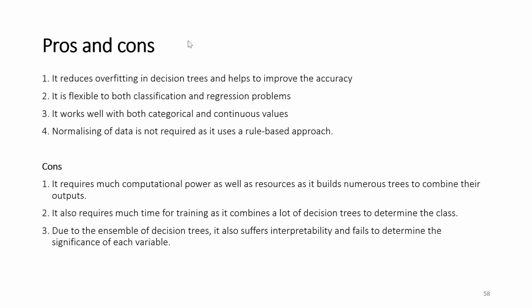Due to the ensemble of decision trees, it also suffers in interpretability and fails to determine the significance of each variable. Remember, this is like a black box. We are not able to identify what's going on inside your decision trees. If I say 100 trees or 1,000 trees you're going to create in an ensemble, will it be possible to interpret the decision trees in bagging or random forest? It's highly difficult, almost impossible, to say what's happening within each tree and which variable is really important for the construction of the tree, right?